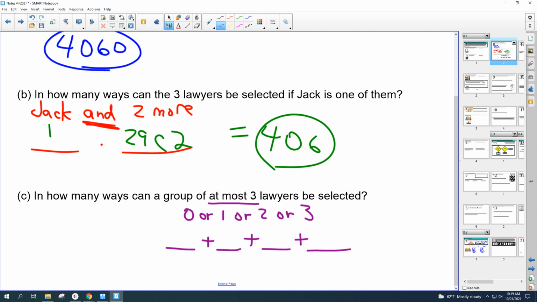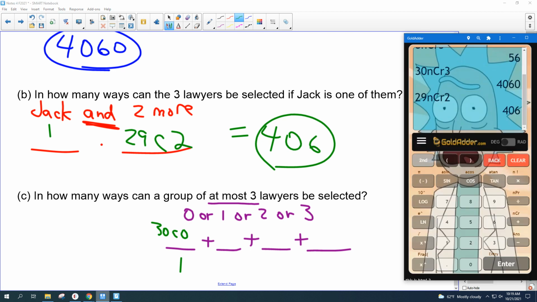So if I want to pick 0 lawyers out of the 30, out of the 30, I want to choose 0. Anybody know what 30 choose 0 is? Not 0, 1. It's like if I've got 30 people in this room and I want to pick 0 of them, there's only one way to do that. There's only one way for me to not pick anybody, and it's to not pick anybody. So that's going to be 1, and you should memorize that fact. Anything choose 0 is 1.